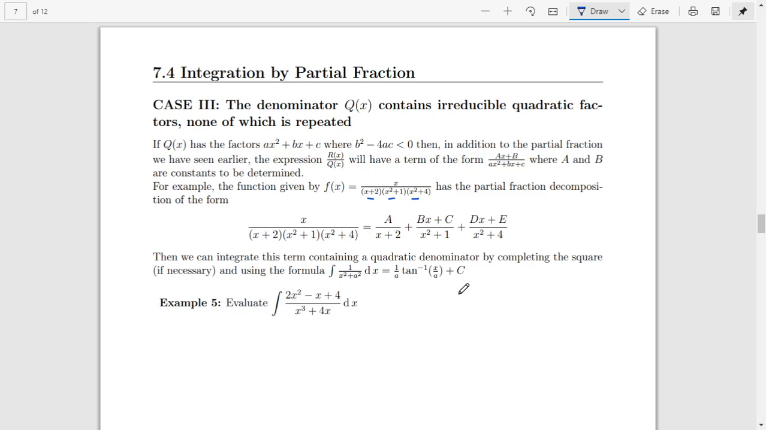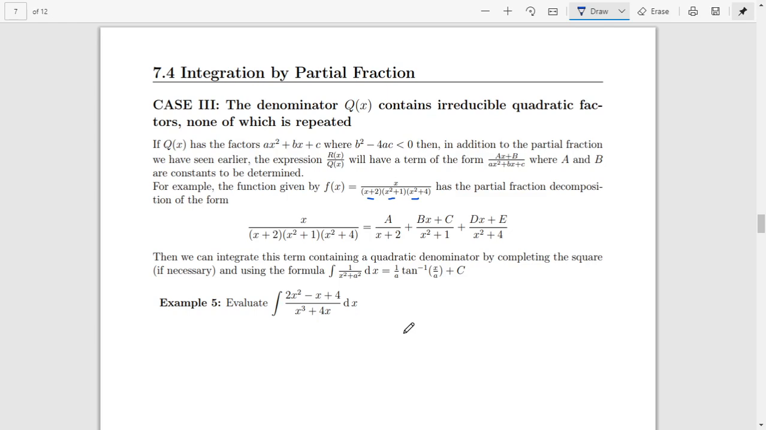Okay, if we are able to do this, we can integrate the term containing the irreducible quadratic expression in the denominator by completing the square if it's necessary, and using the fact that the integral of 1 over x squared plus a squared dx is equal to 1 over a inverse tan of x over a plus a constant c. We saw this when we were talking about trigonometric substitution, I think, or trigonometric integrals.